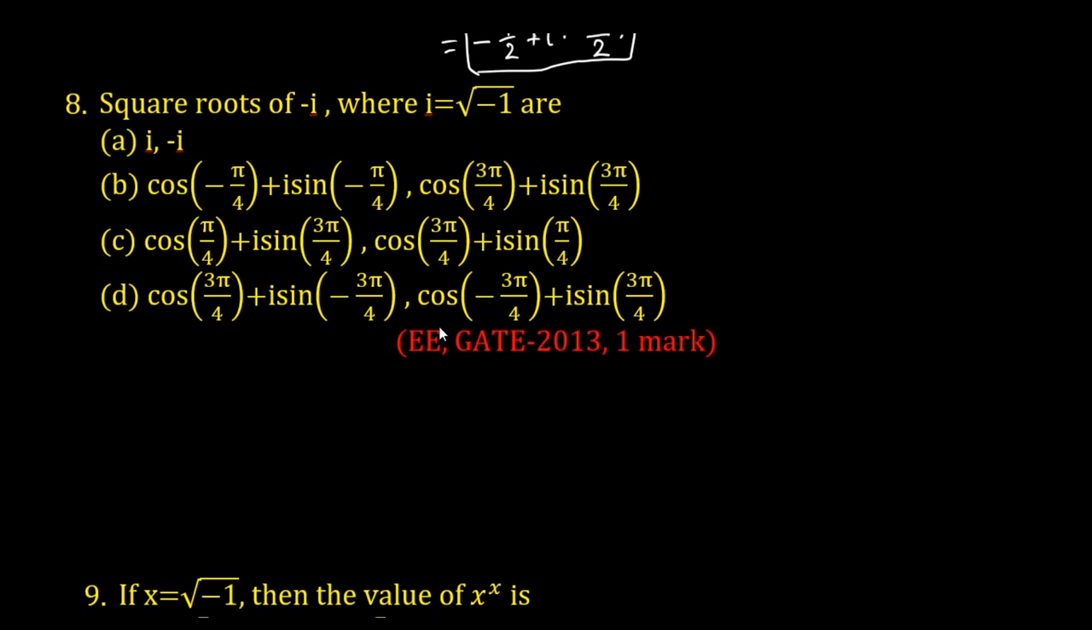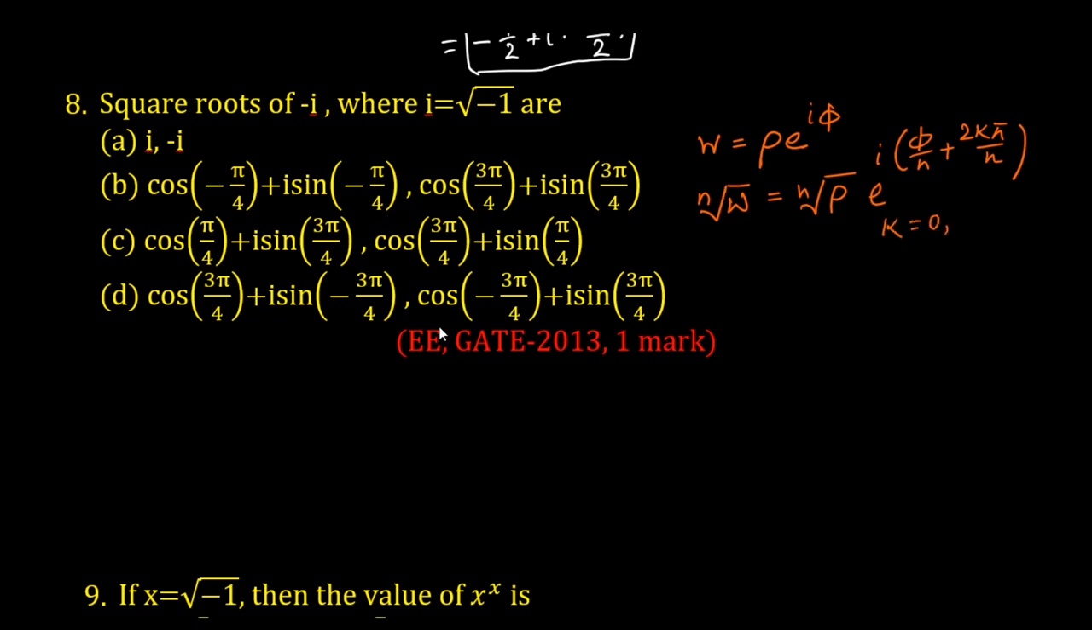Square roots of minus i is equal to, we have four options. So we need to find out the square root of minus i. Let us quickly recall that if we have a complex number W, which is rho e to the power i phi, we discussed in our lecture 5 that the nth root of W will be equal to the nth root of rho, the regular nth root, into e to the power i into (phi by n plus twice k pi divided by n). This k will be any value from 0 to n minus 1.